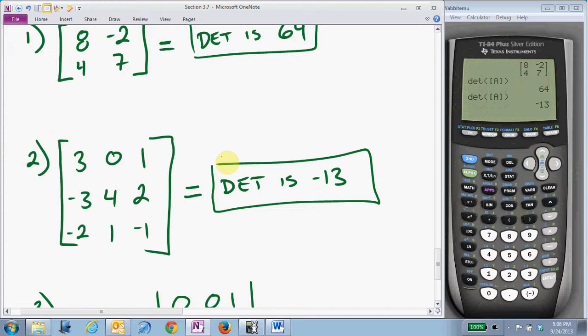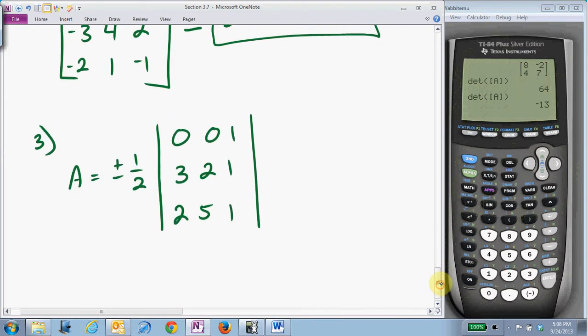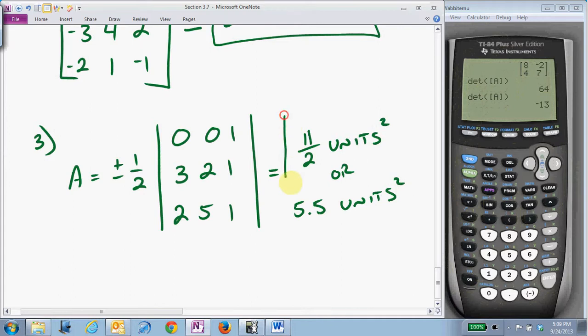And rather than just finding determinants of 2 by 2s and 3 by 3s, we also found the area of a triangular region. So I've got that problem in here as well. And if you remember, the area was equal to 11 halves square units, or same thing as 5.5 square units. That was our answer. You can go back to your previous notes to see if that's true. It should match up. So how do we find this answer?